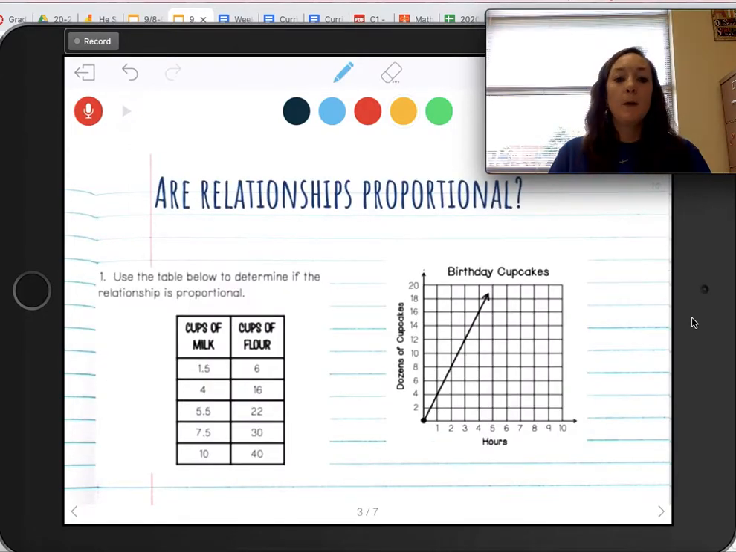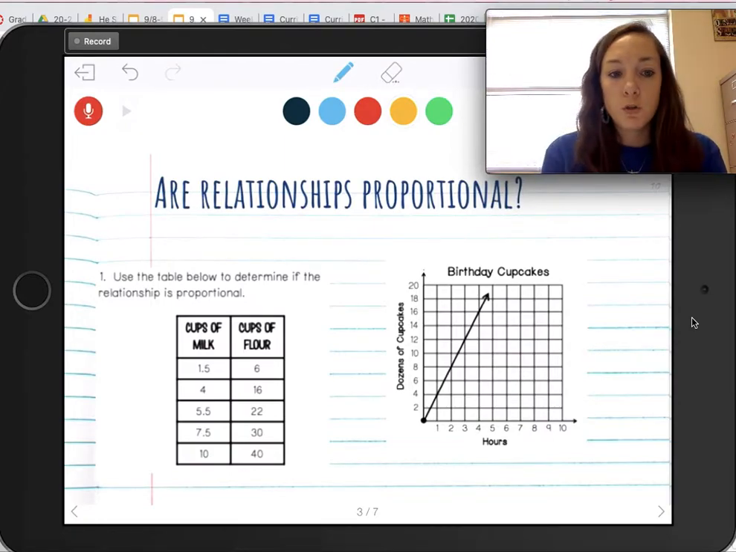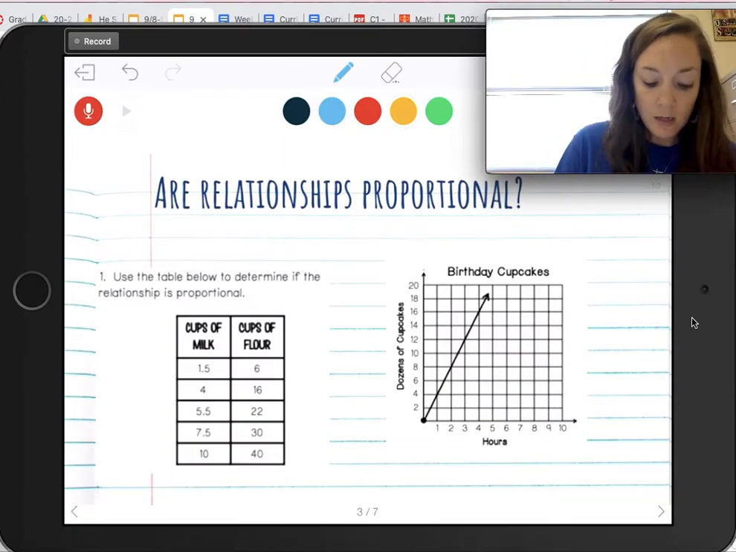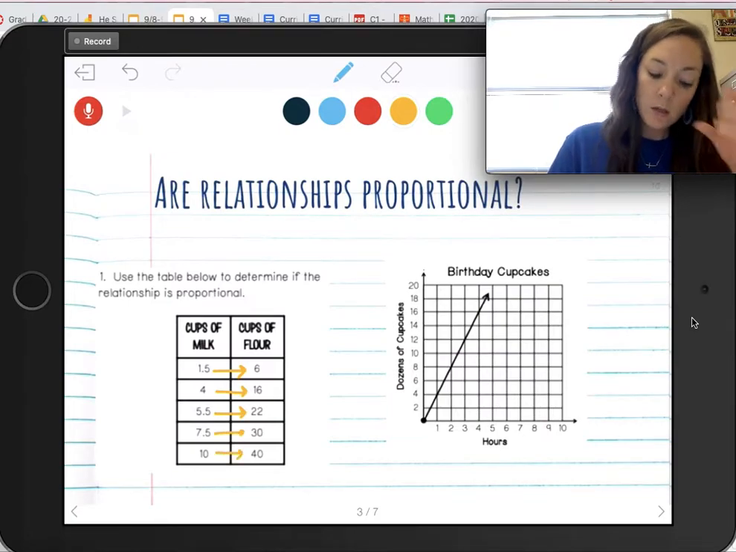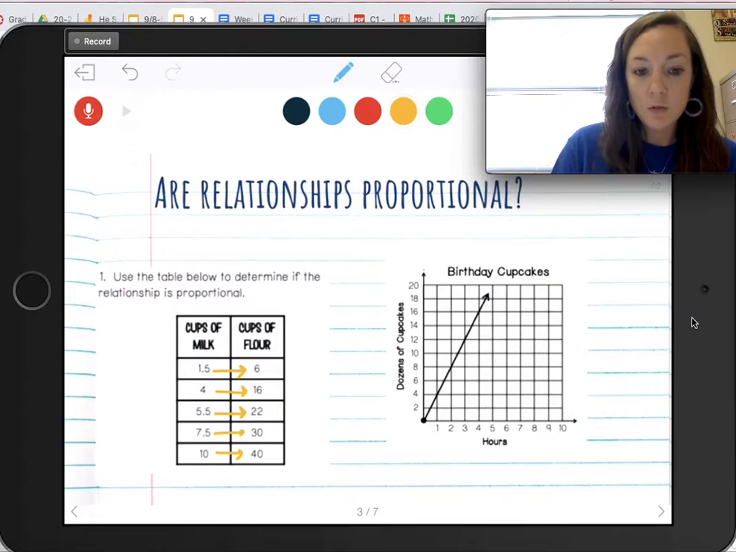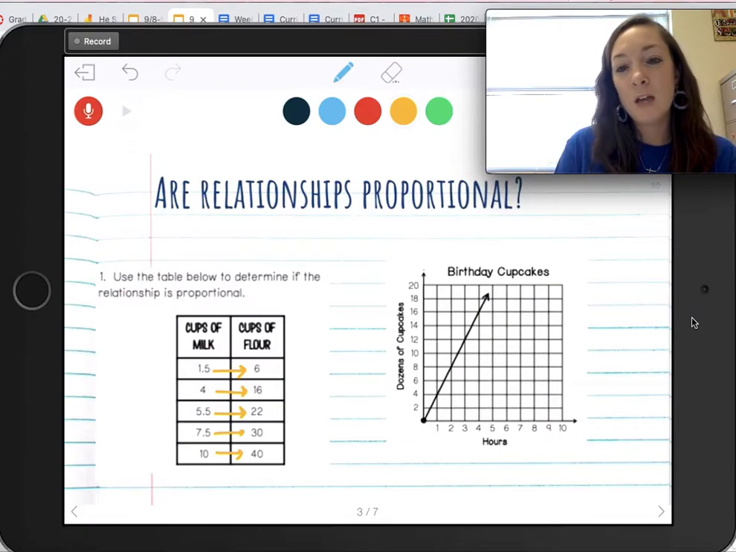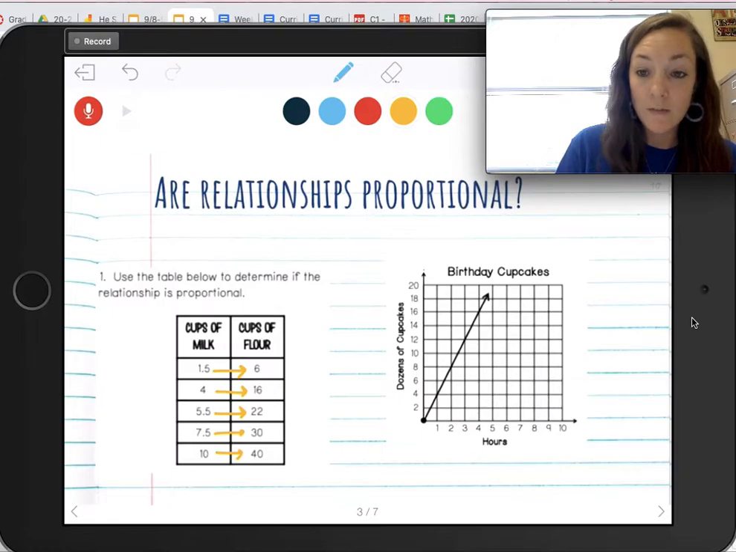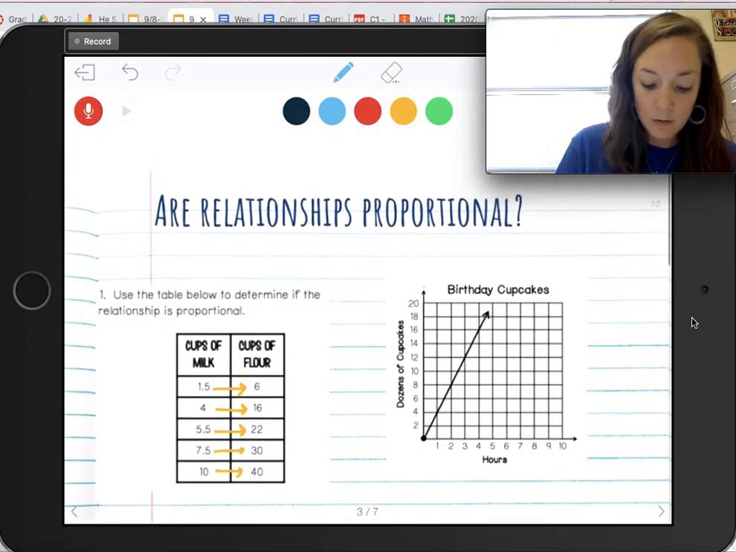So let's practice. Are these relationships proportional? So let's look at this table. So I've got cups of milk and cups of flour, and I need to figure out if I'm multiplying by the same number for every row. So let's figure out the first one. I don't know what 1.5 times some number gives me 6, so I'm going to do the inverse operation. I'm going to divide: 6 divided by 1.5, and I get 4. So I know that 4 is the first one. 4 times 4 gives me 16.